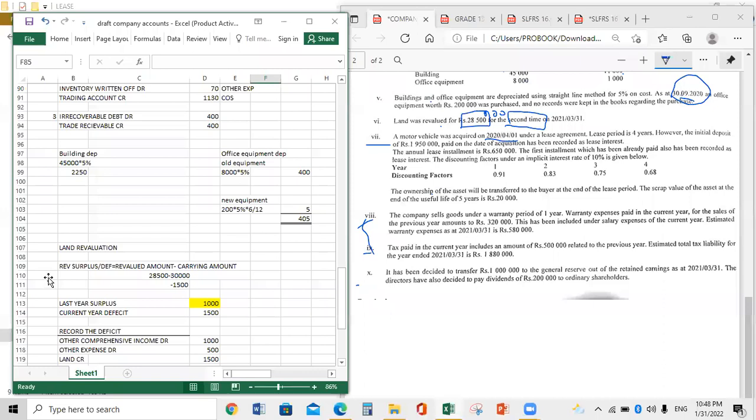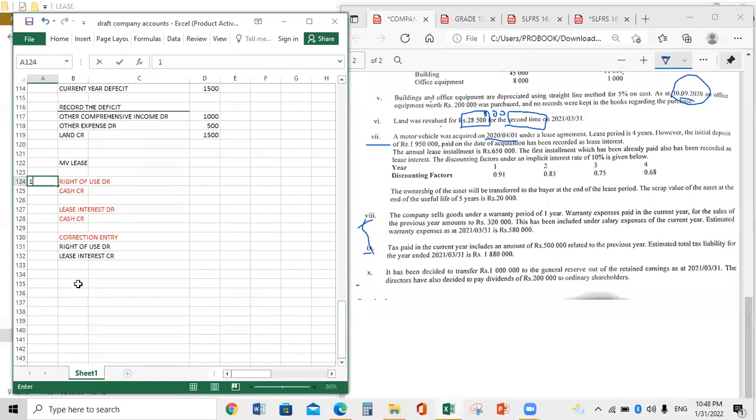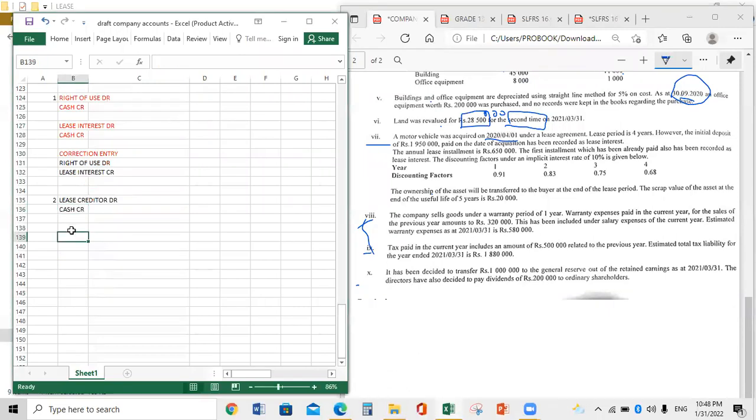When you pay a lease installment, the correct double entry should be lease liability, or the lease creditor, debit. And where should you credit? You should credit cash. What have they done? Instead of debiting the lease creditor, they went and debited the lease interest, which is wrong. But the cash is correct.